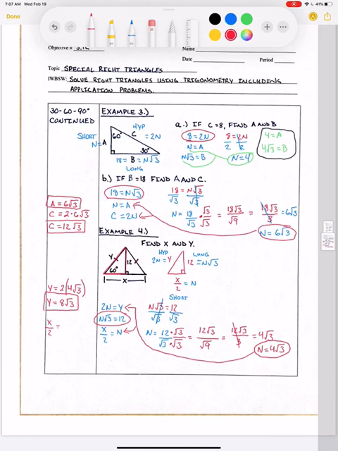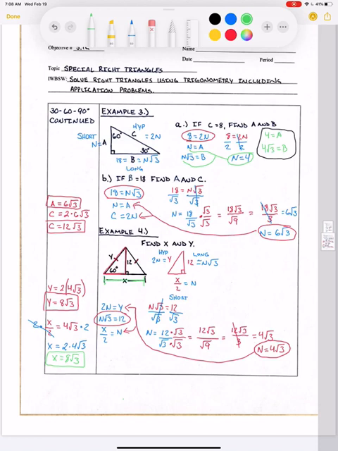X divided by 2 equals n, and n is 4 times the square root of 3. So if I want to solve for x, what I have to do is multiply both sides of this equation by 2. That's going to cancel. And x is going to equal 2 times 4 square roots of 3. So x is going to be 8 square roots of 3. Remember, x is this entire bottom length.